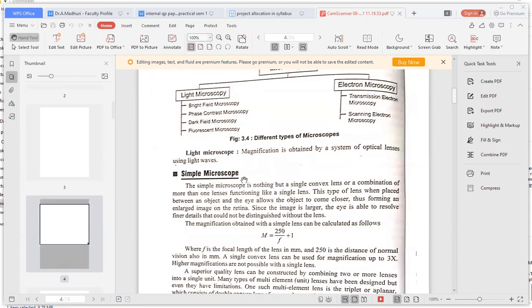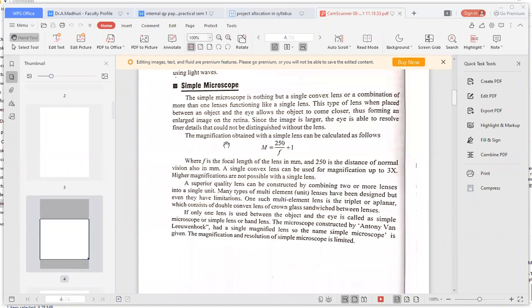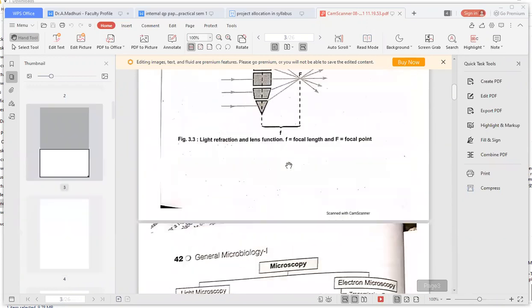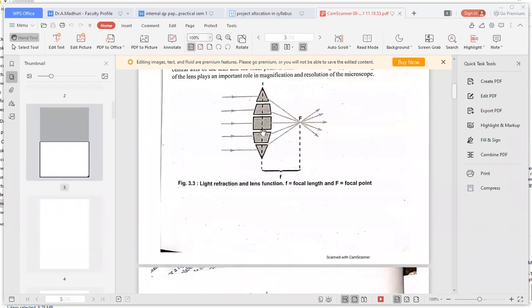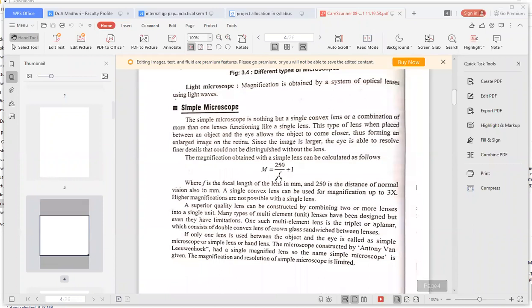Clear? Here, a simple microscope is nothing but what is called a magnifying lens. Okay, if it is made of a single lens, you can call it a simple microscope, and magnification obtained with a simple lens is calculated by M, magnification, equals 250 by F plus 1. F is the focal length. Just now you have seen what focal length is. It is the distance between the center of axis of the lens and the focal point. Okay, so here you should have the value of focal length of the particular lens. Then you can calculate the magnification of that particular simple microscope or that particular lens.